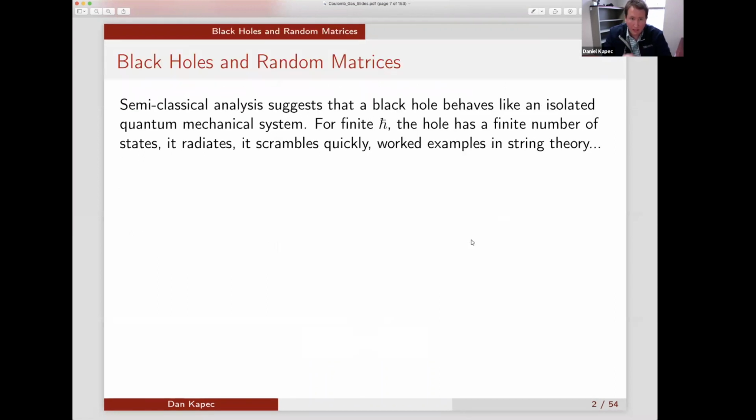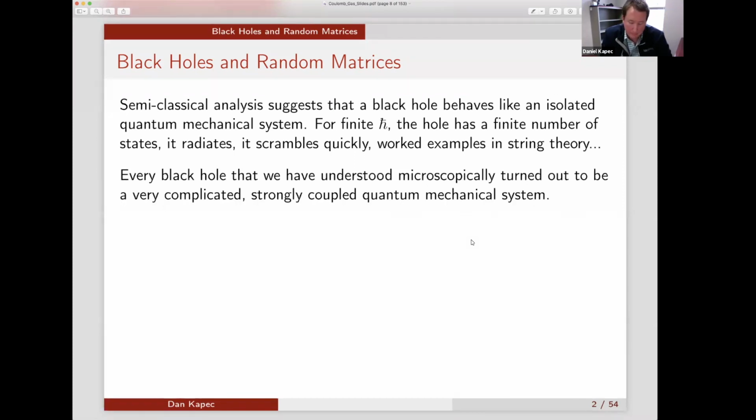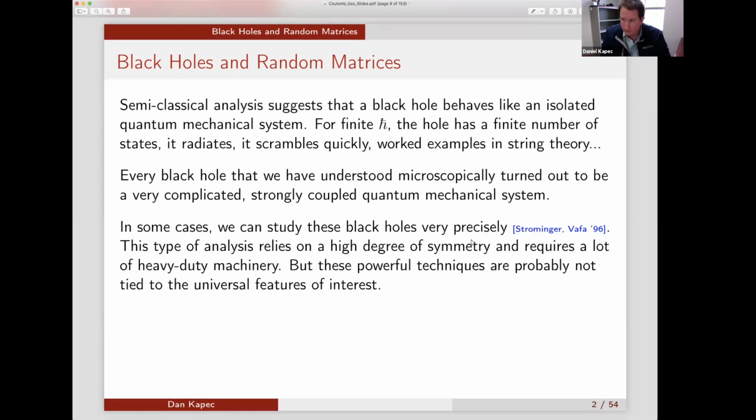So, evidence has been gathering for 50 years now that black holes behave in many ways like isolated quantum mechanical systems. So they have a finite entropy, they radiate, they scramble information quickly. We have worked examples in string theory. But to my knowledge, every black hole that we managed to understand microscopically turned out to be a very complicated, strongly coupled quantum mechanical system. And there are really pretty general arguments why that should be the case.